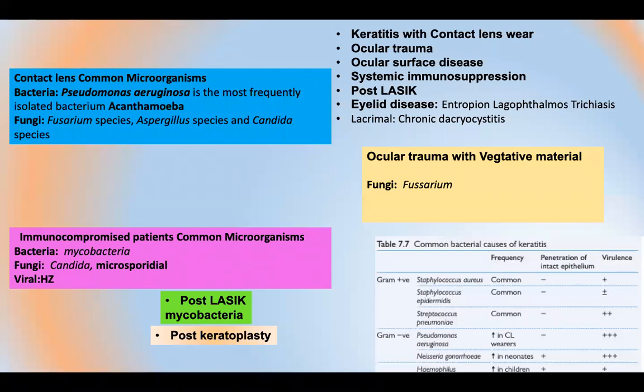These are the common infections associated with contact lens: Pseudomonas, it could be Acanthamoeba, it could also be fungi. Okay, immunosuppressed people, mycobacteria, it can be Candida, it can be herpes zoster, it can also be microsporidia. Ocular trauma with vegetative material, Fusarium, which is a filamentous fungus. Post-LASIK, most commonly mycobacteria. Okay.